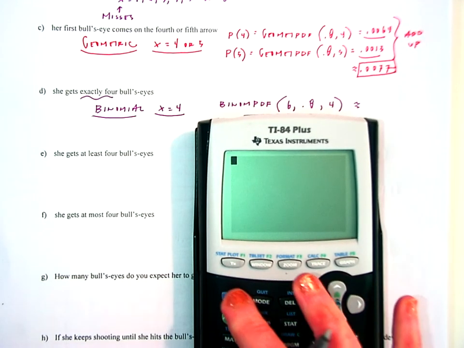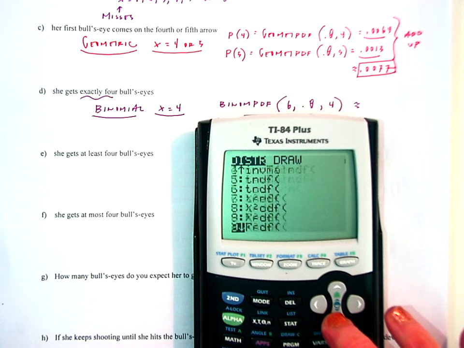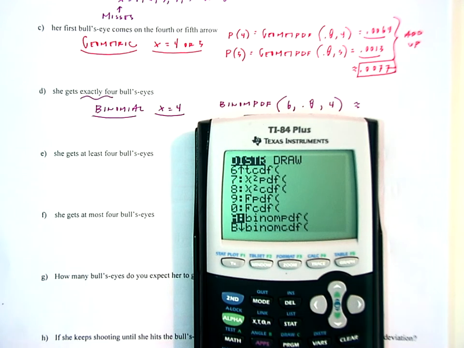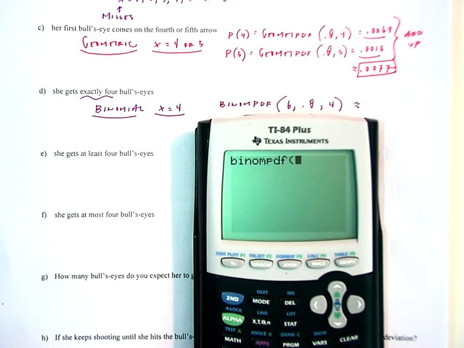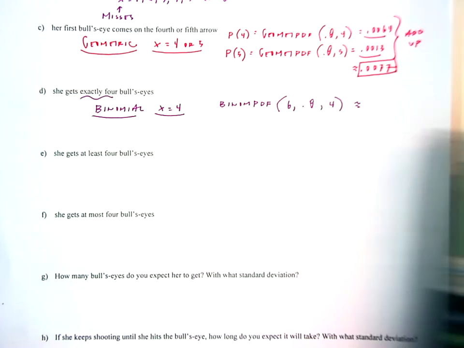So here I'm going to say binomPDF, so second verse, going all the way down to binomPDF. Okay, and I'm looking at 6, comma 0.8, comma 4. So that's going to be about 0.2458.